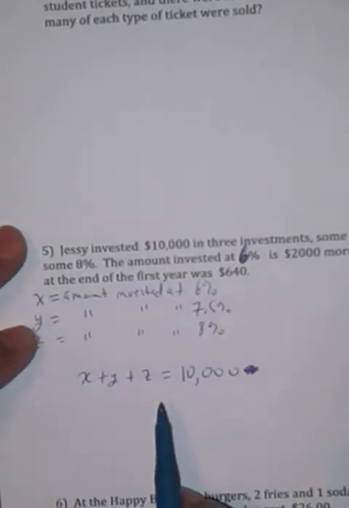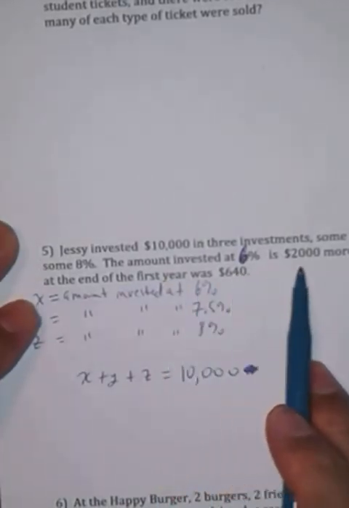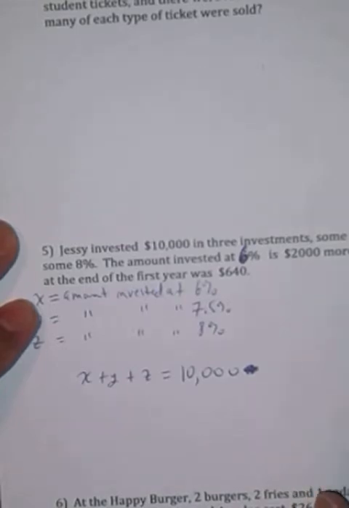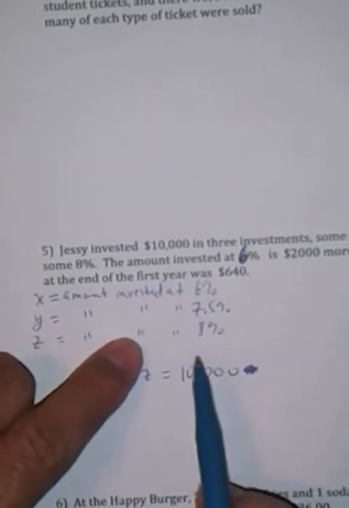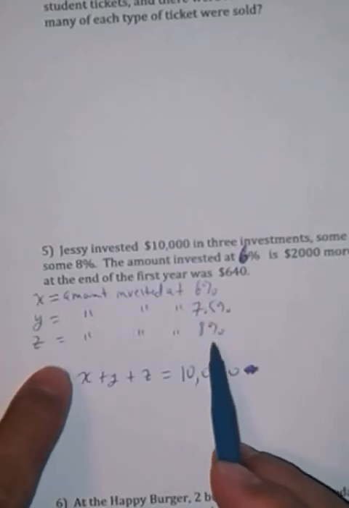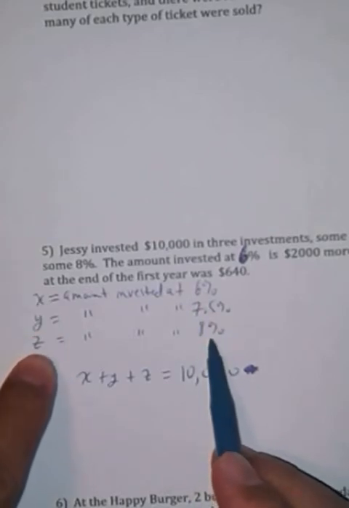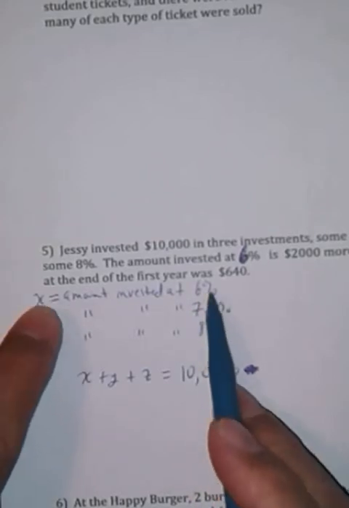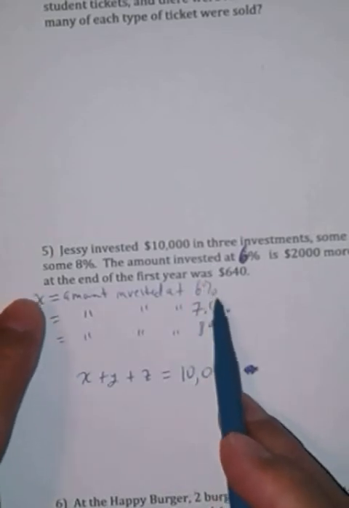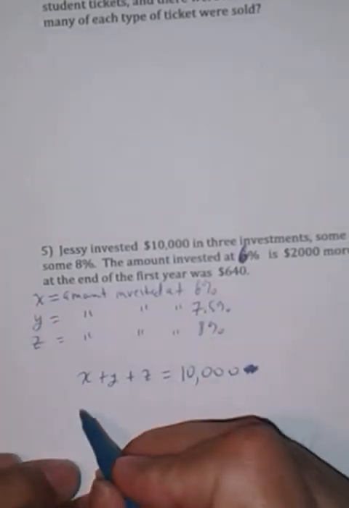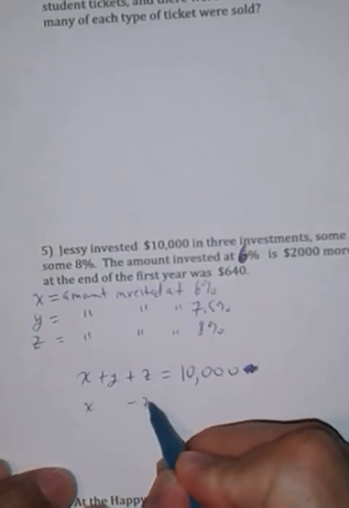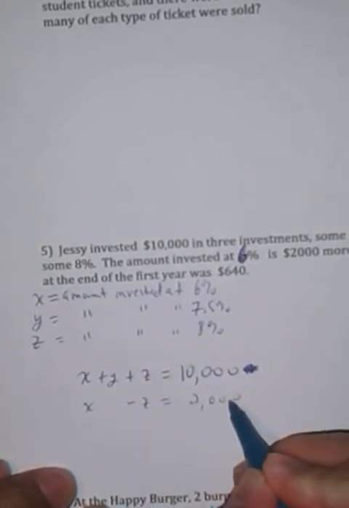The second statement says the amount invested at 6% is $2,000 more than that invested at 8%. So X is 2,000 more than Z. If we take X minus Z, that'll give us 2,000. So I'm going to write it this way: X minus Z would be 2,000.